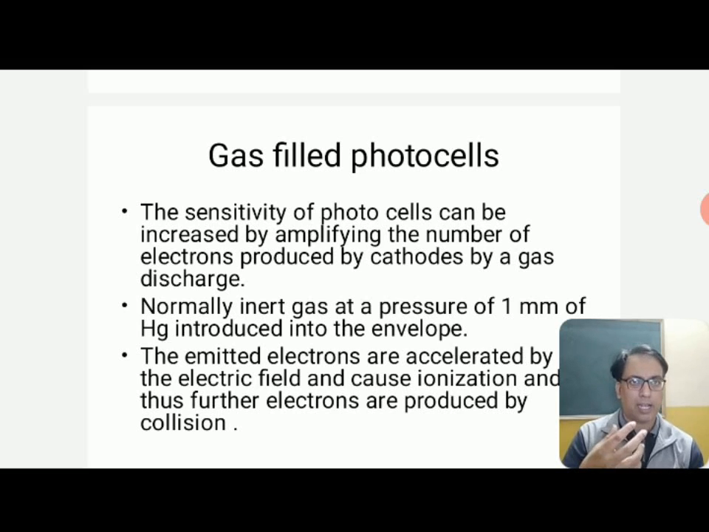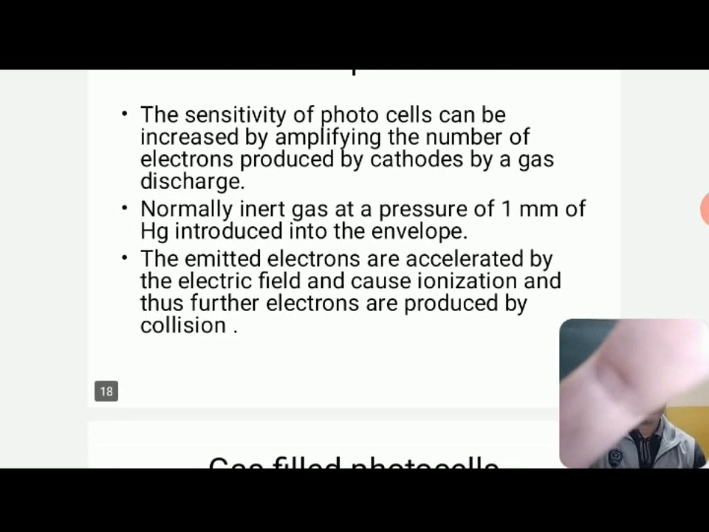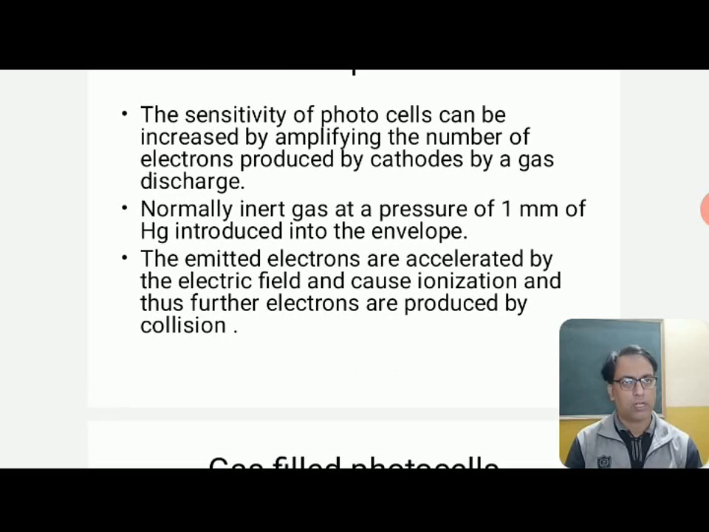By the electric discharge of the gas, we can improve the sensitivity and amplify the number of electrons being produced. Only inert gases are used, at a pressure of 1 mm of Hg, introduced into the envelope. The emitted electrons are accelerated by the electric field and cause ionization, and thus further electrons are produced by collision.